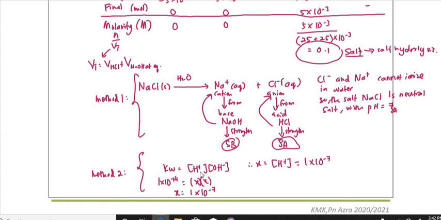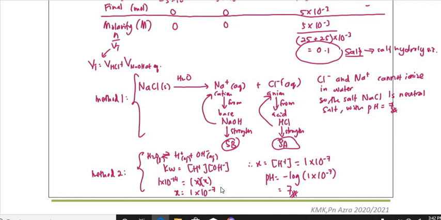Kita anggarkan adalah dia sama daripada water dissociation constant H plus and OH minus here. Okay, di sini adalah liquid, di sini adalah aqueous, di sini adalah aqueous. That's why dia ada X dan X. Okay, so di sini boleh cari pH negative log exponent negative 7 and you get 7. Okay, kenapa yang ini boleh diterima sebagai metode yang kedua?